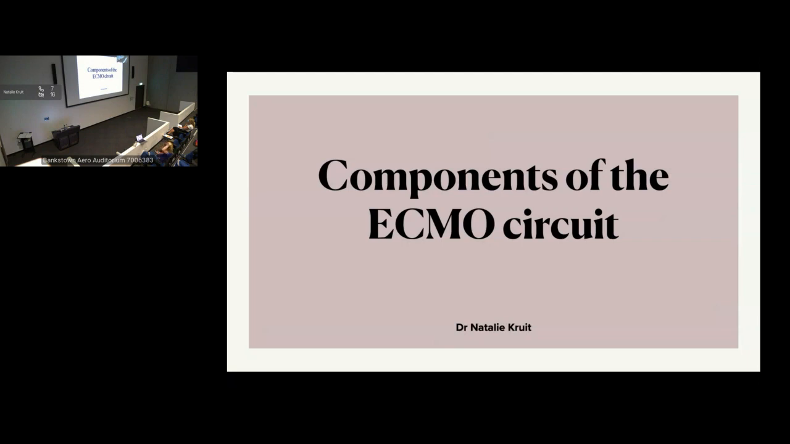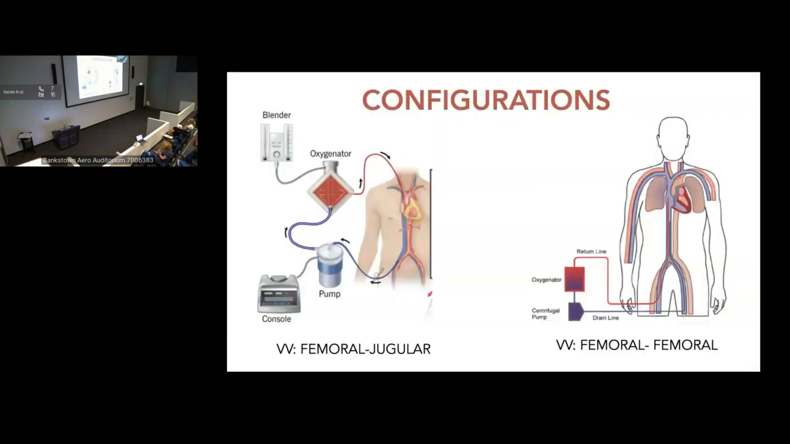So there are two main configurations that we use in VV ECMO, and I apologise if some of you already know this, but I was asked to pitch it at the 6 monthly registrars. So you've got the femoral jugular configuration, where you can see on the left-hand side of the screen you have a drainage cannula inserted into the femoral vein all the way up to the IVC. That goes into the pump, then the oxygenator, and is returning oxygenated blood via the IJ into the right atrium.